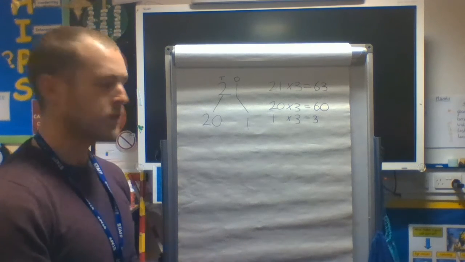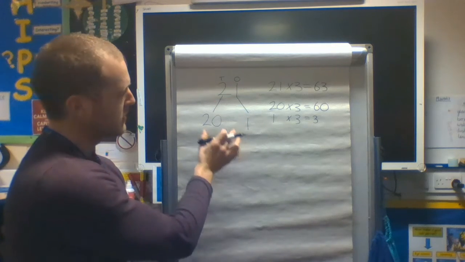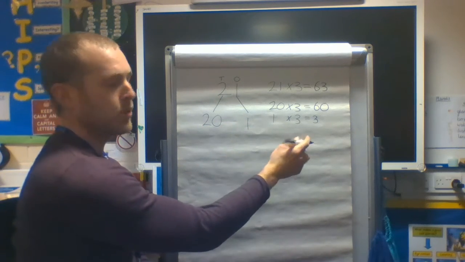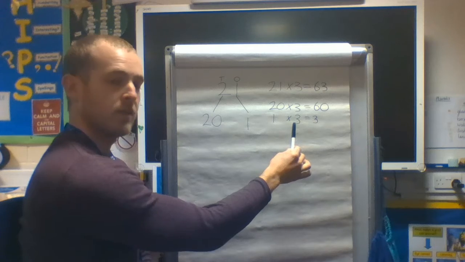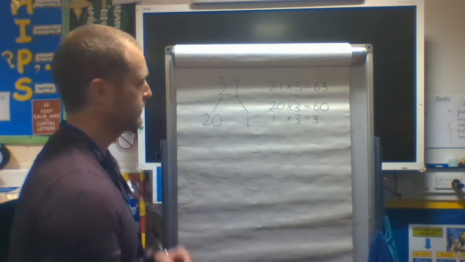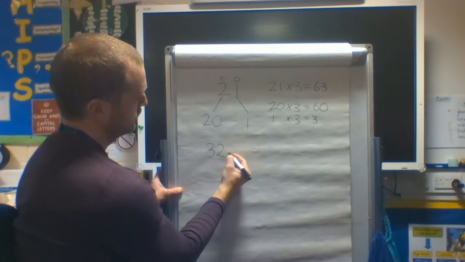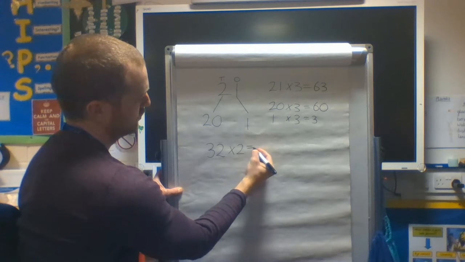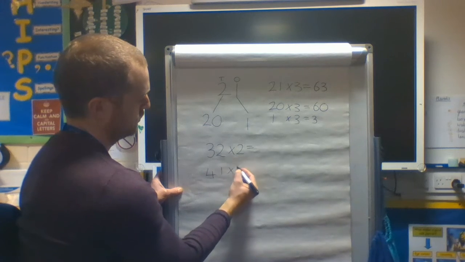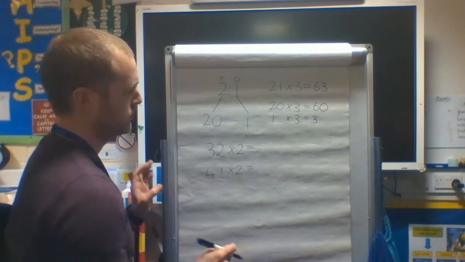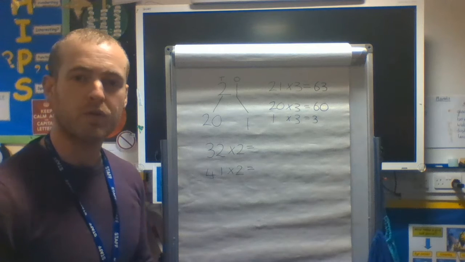Now I'm going to write up a few examples for you to have a go at home. Remember, partition the number into tens and ones, then multiply the tens by the amount and multiply the ones by the same amount. Then you add up your two totals. Have a go with these ones. So, pause the video, have a go at these two examples here, and then we'll go through it together.